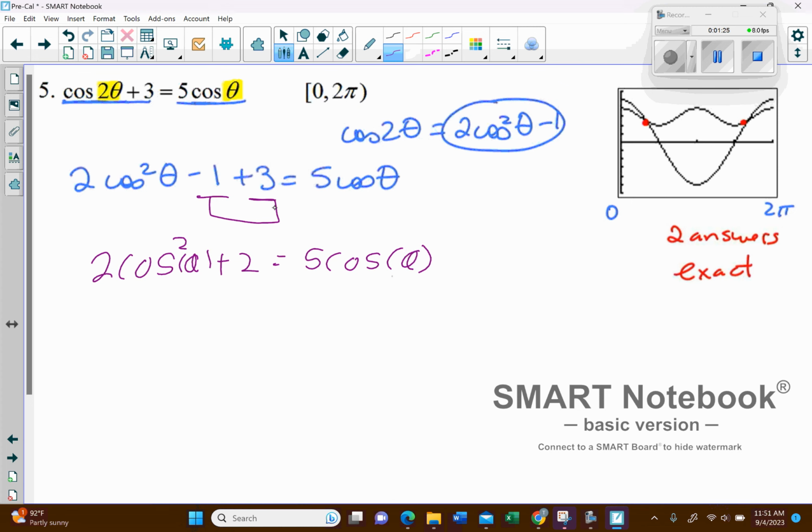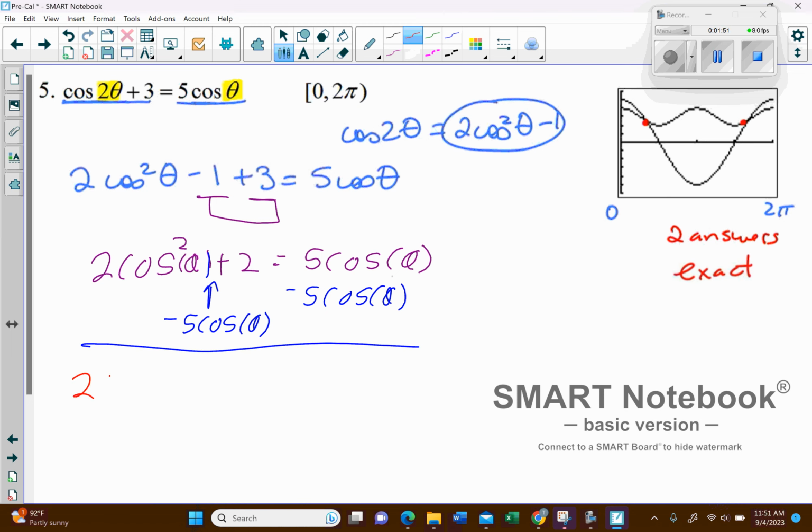And so what I'm going to do here is, like I said, I want to set this equal to 0. So I'm going to subtract 5 cosine of theta from both sides, and I'm going to squeeze it in right here between the cosine squared and the +2. So -5 cosine of theta. And so what we end up with here is 2 cosine of theta squared -5 cosine of theta, and then we do have that +2 there.